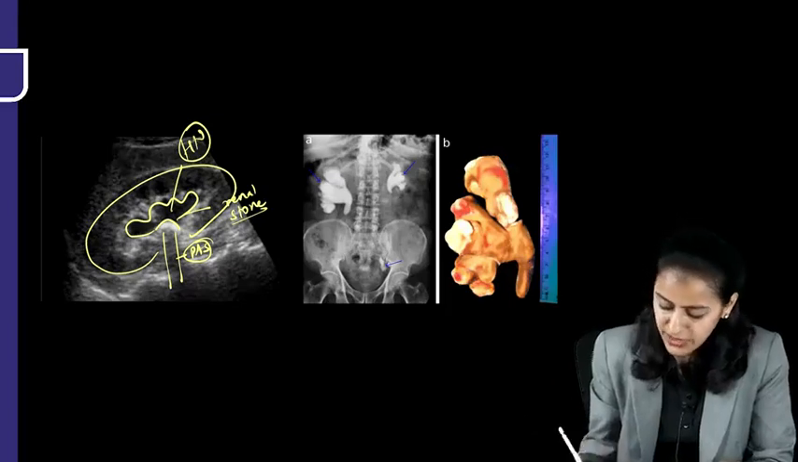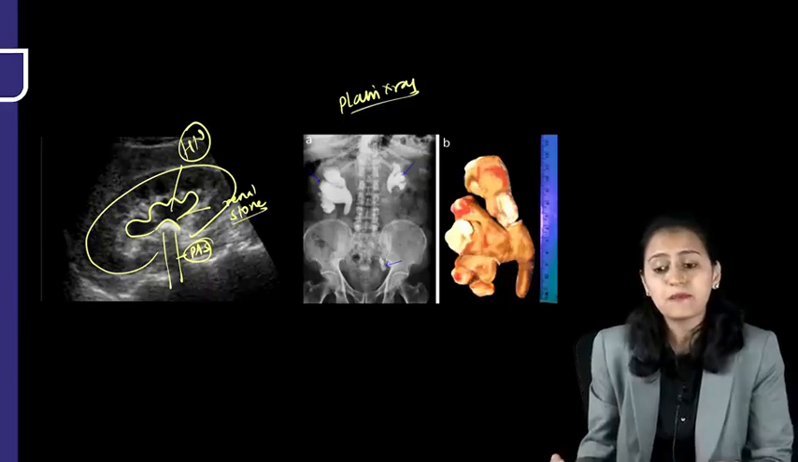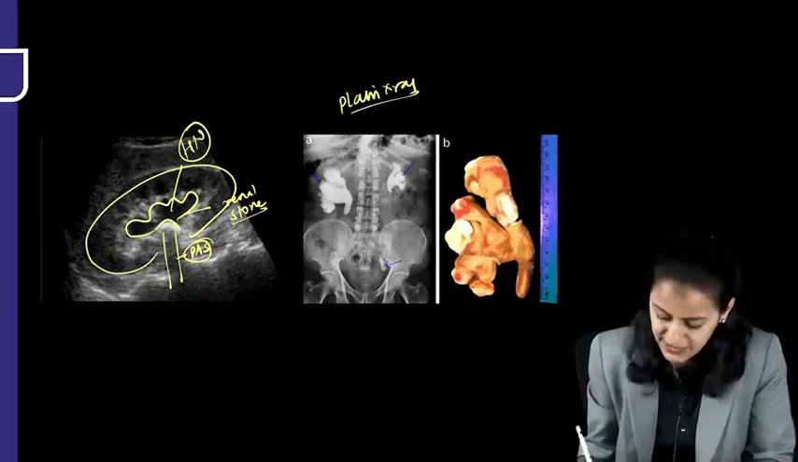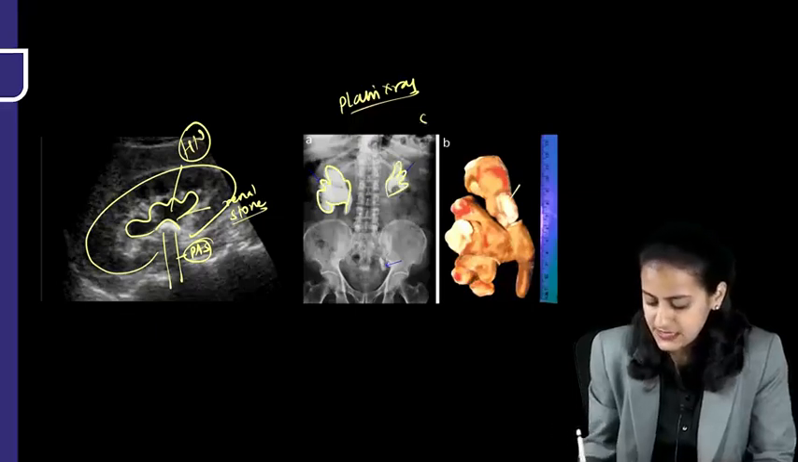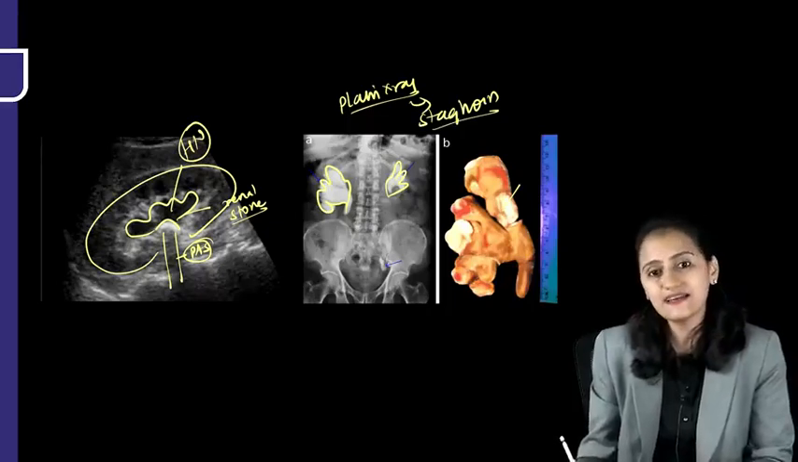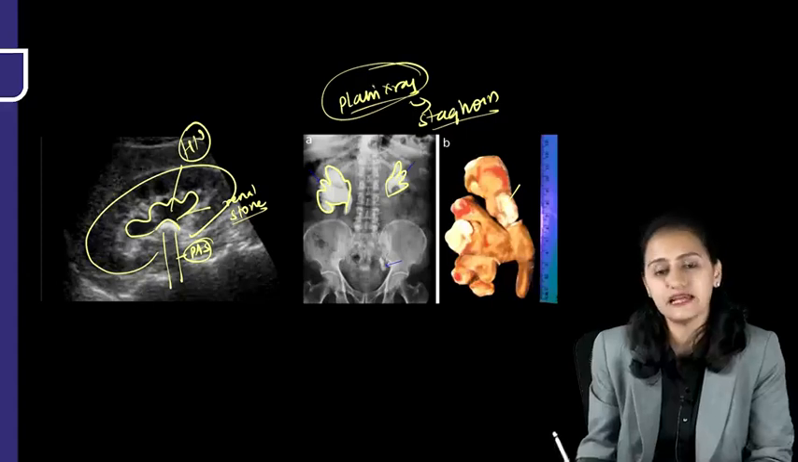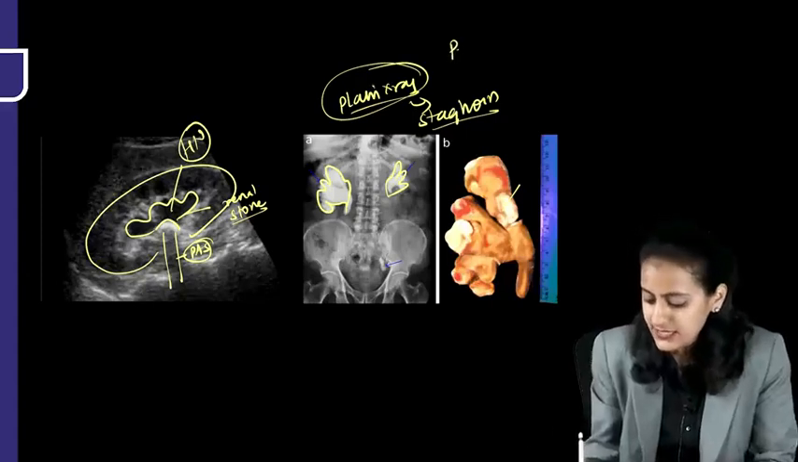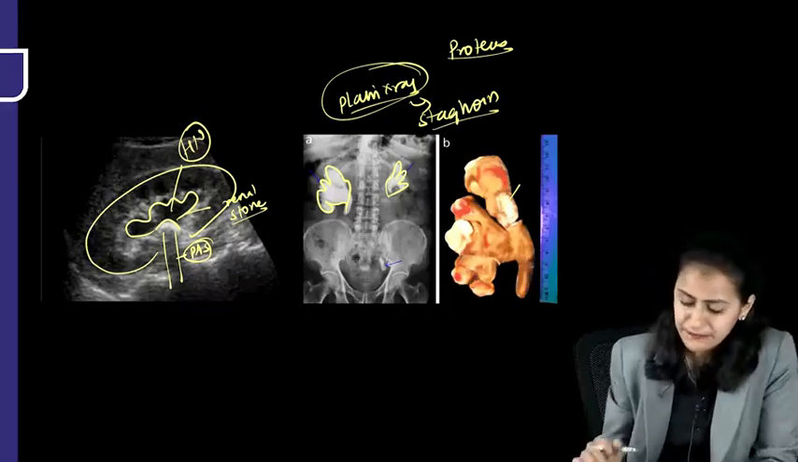What is this image showing? This is a plain X-ray of the KUB. On the plain radiograph, the calcified lesion is taking the shape of the calyces. This is a staghorn calculus. Because it's calcified, it will appear white on the plain radiograph itself. That's the staghorn calculus associated with Proteus infection, right?